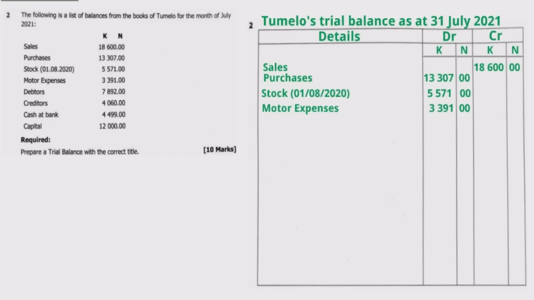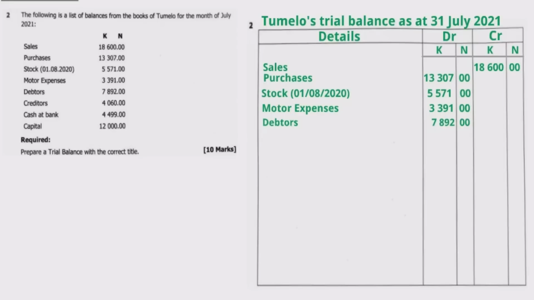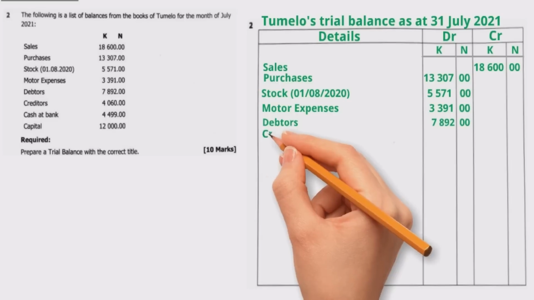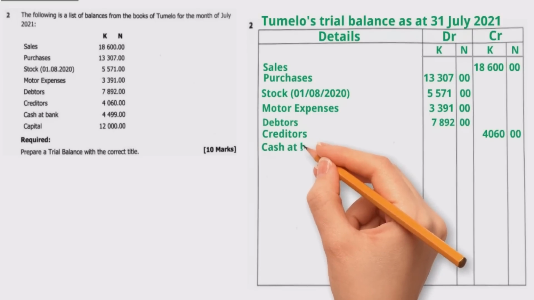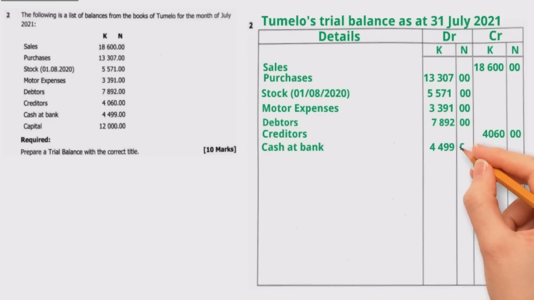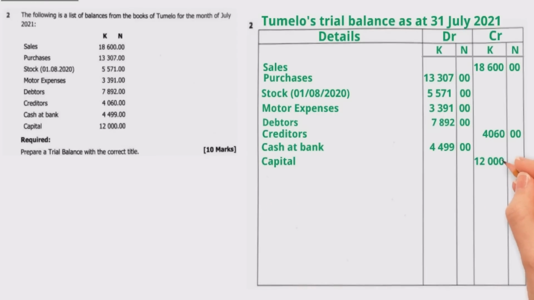So motor expenses is going to be 3,391 kwacha. Then we come to debtors, which is 7,892, also under debit. Then we come to creditors, which is 4,060 kwacha, under credit. So we write 4,060 kwacha like that. Then cash at bank will be under debit. We're going to record 4,499. Then capital, that is 12,000, will be under credit. So we'll put 12,000 kwacha there like that.